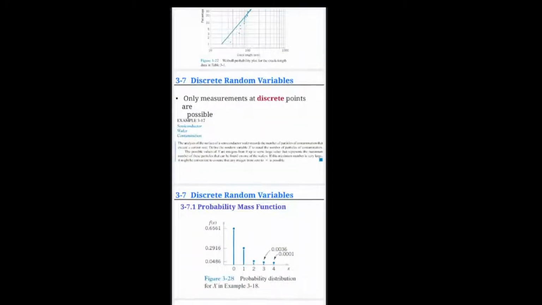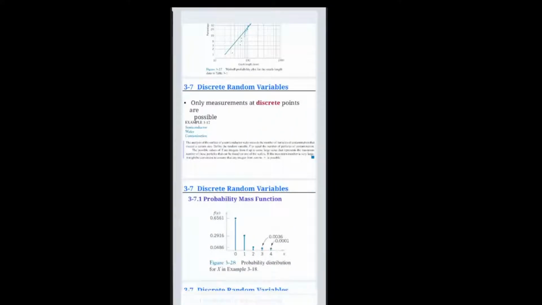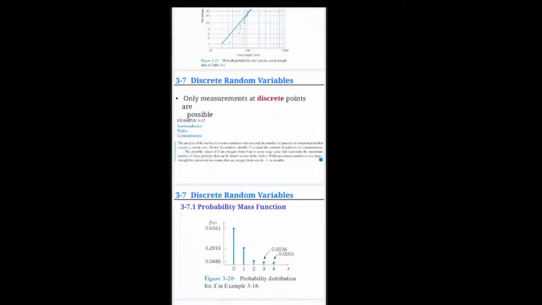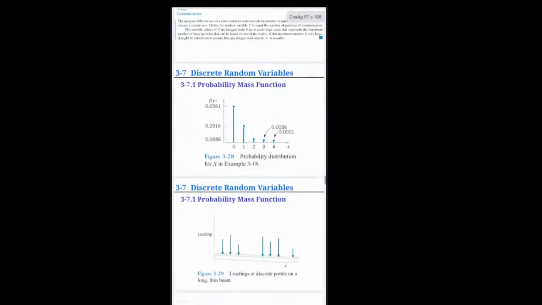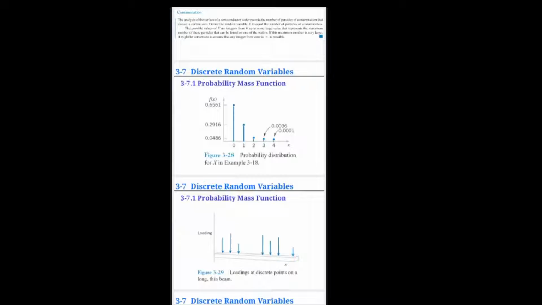Next, we'll talk about discrete random variables. The difference is that discrete random variables have measurements only at discrete points. So probability mass function. It's an interesting moment.